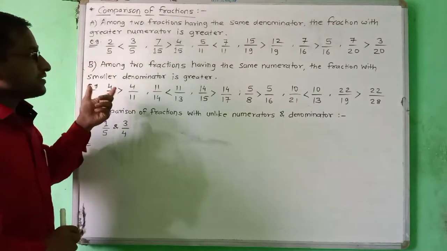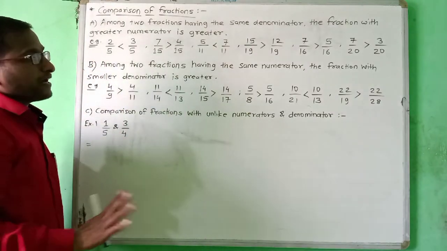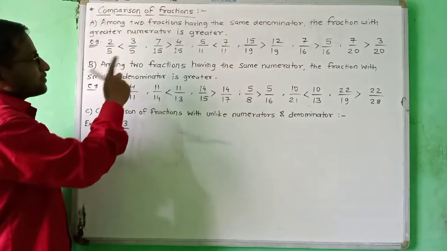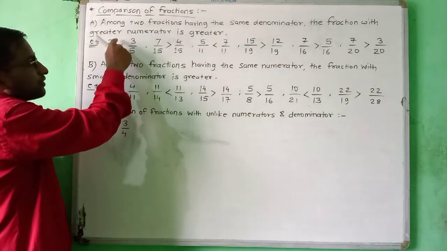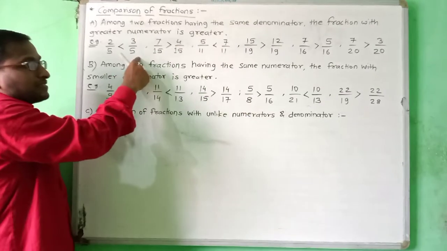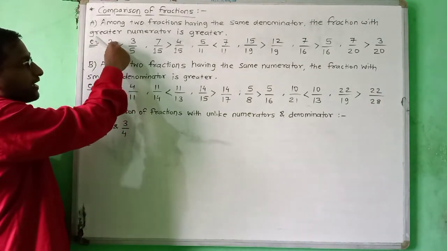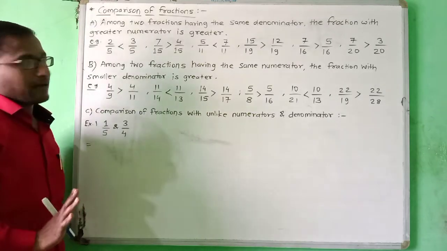So you compare these fractions. Here the denominators are the same, so you only compare the numerators. Which numerator is greater? 2 and 3. So 3 is greater, and the fraction 3 upon 5 is the greater fraction. So you write 2 upon 5 is less than 3 upon 5.